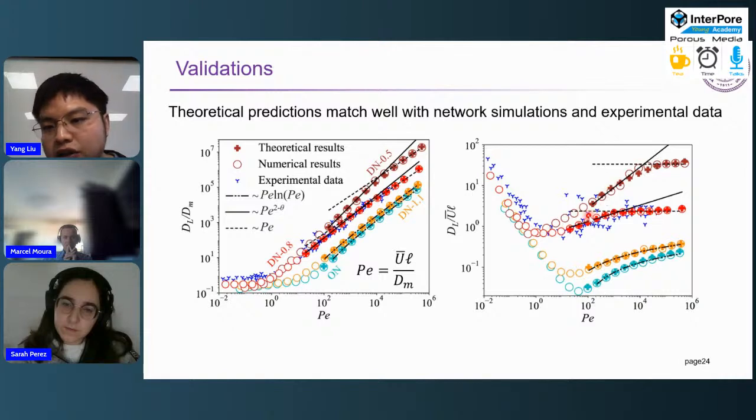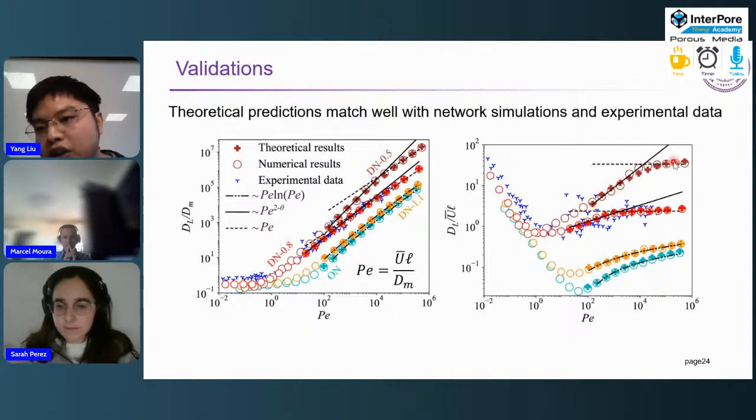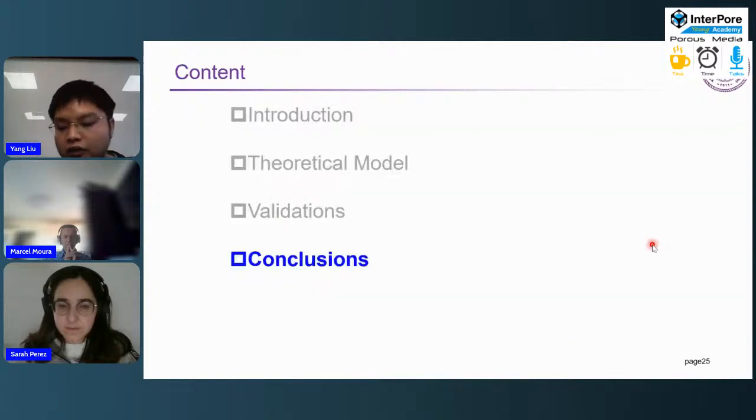And here we see that for dn 0.5 and 0.8, we see a superlinear power law to a linear one. And for the ordered network, and when theta is larger than 1, we only see the logarithm scaling. And the final part is the conclusion.